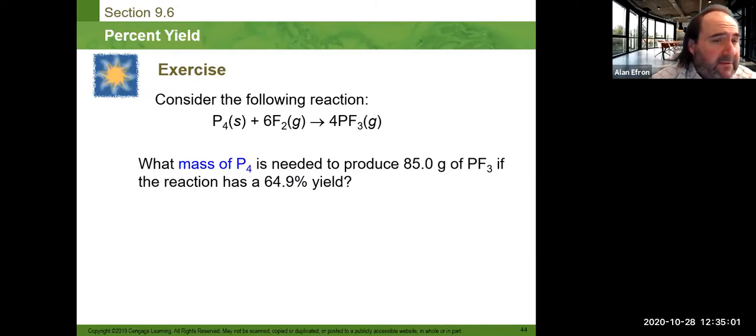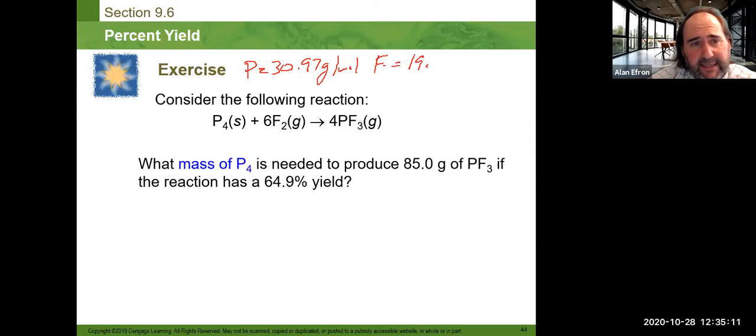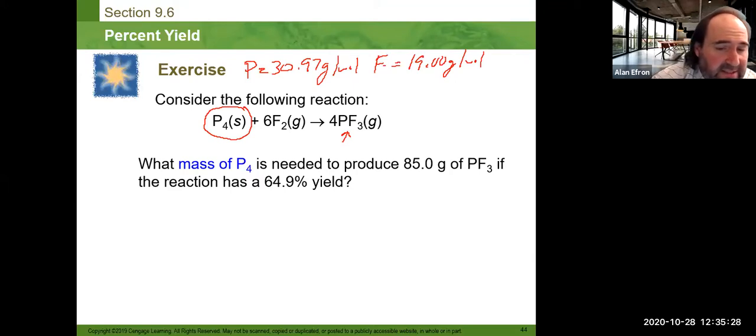Let's see here. We have phosphorus, 30.97. We have fluorine, which is 19. I think that's everybody. All right, so in this case, we're actually looking for how much P4 you're going to need to start with to produce 85 grams of this compound, if the reaction yielded 64.9%. So think about what's given to you and think about what you have to work to get back to the beginning there.